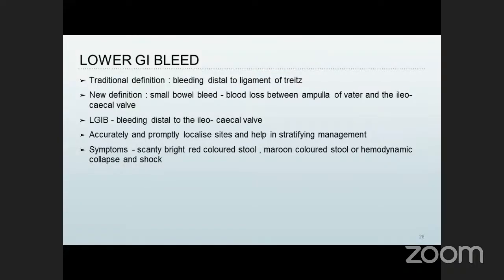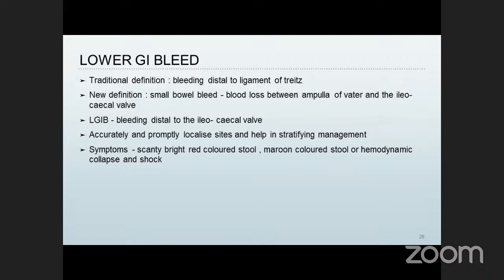Now, starting with lower GI bleed. As per the traditional definition, we have always defined it as bleeding distal to the ligament of Treitz. But the newer definition classifies it into small bowel bleed and lower GI bleed, which helps in accurately and promptly localizing the sites and helps in stratifying the management.